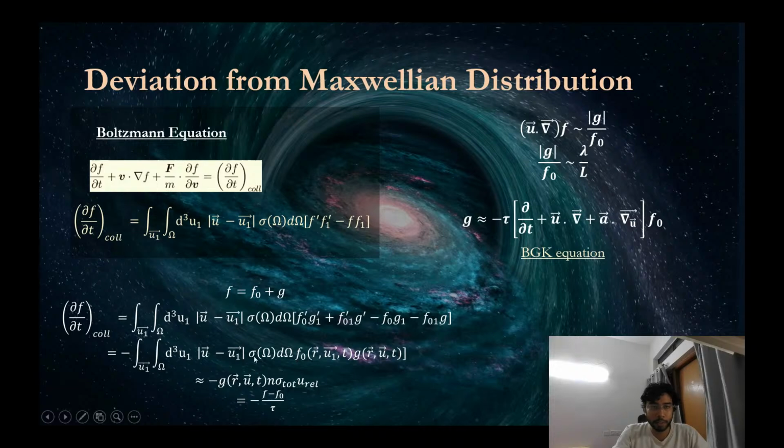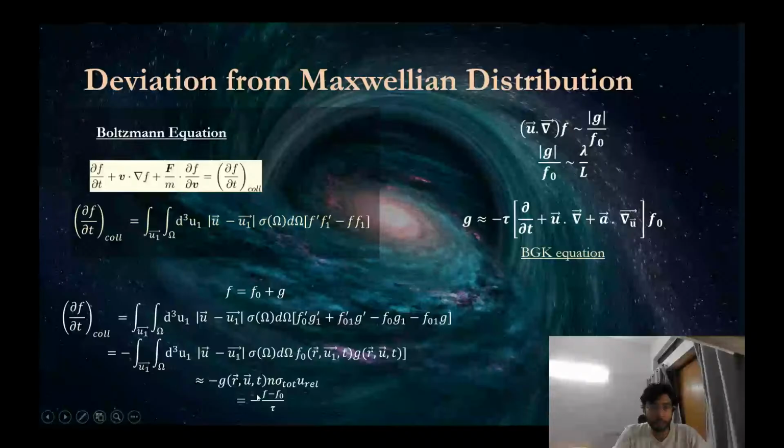So d3 u1, u minus u1, sigma omega d omega, f naught. Now we already know that the integration of f naught d3 u1 is basically the number density of particles, right? Again, we separate out this part, u minus u1, which is u relative, and then sigma omega d omega. This integral we separate out, and we assume that it's sigma total. The integral over u1 is basically the number density n, right? So this whole integral reduces down to this thing.